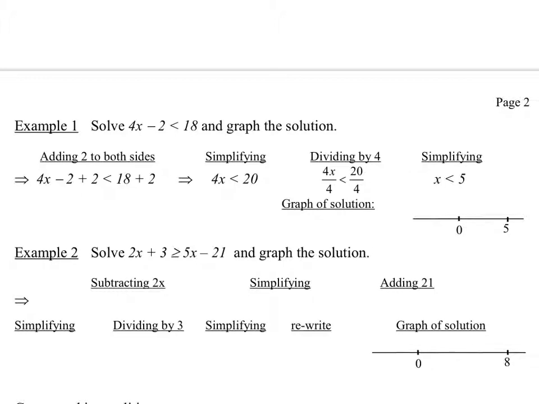If you want to graph that, the solution there would be starting at 5, and then it would be everything to the left of that. Now just try to remember, should we have a full circle or an empty circle at 5? If it's less than, and there's no equal symbol, then it has to be an empty circle at 5.